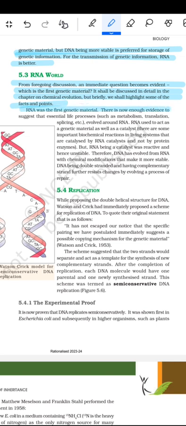RNA was the first genetic material. There is now enough evidence to suggest that essential life processes such as metabolism, translation, splicing, etc. evolved around RNA. RNA used to act as genetic material as well as catalyst. There are some important biochemical reactions in living systems that are catalyzed by RNA catalysts and not by protein enzymes. But RNA, being a catalyst, was reactive and hence unstable. Therefore, DNA evolved from RNA with chemical modifications that make it more stable. DNA, being double-stranded and having complementary strands, further resists change by evolving a process of repair.